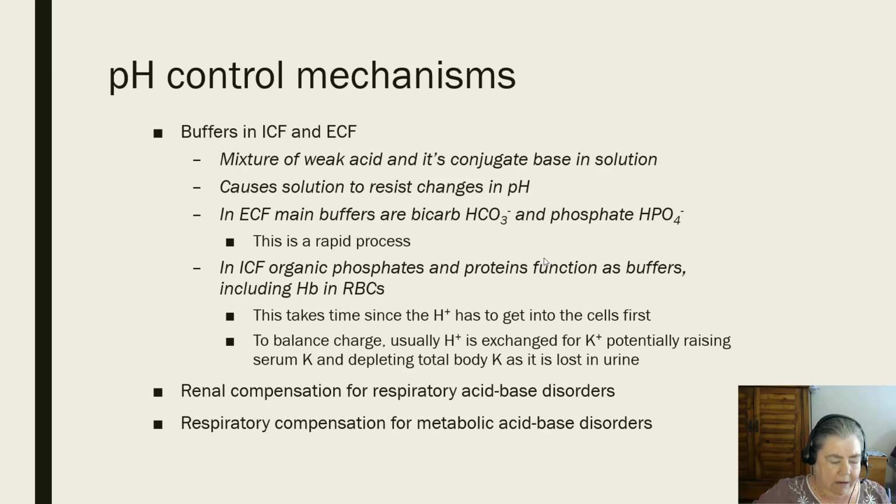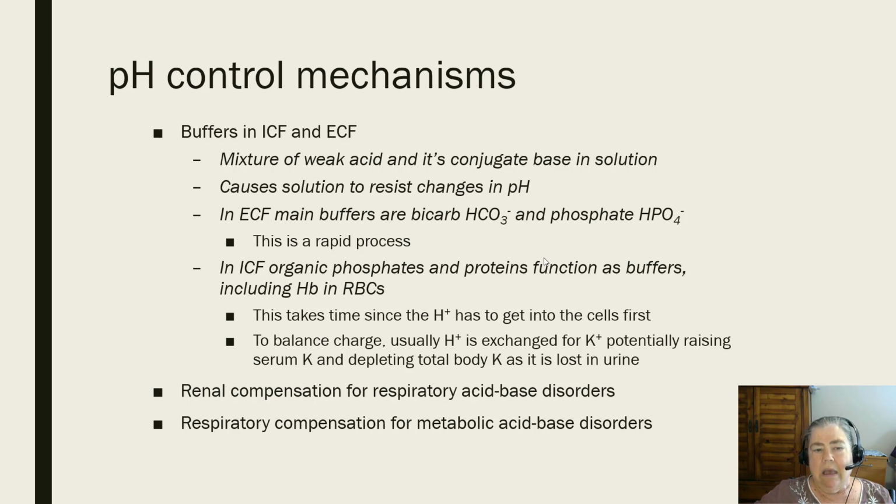There are mechanisms in cell membranes that allow the exchange of a hydrogen ion for a potassium ion. So if a hydrogen ion is driven into the cell, generally a potassium ion leaves because you can't keep adding positive charges. We have to balance charges. And that means that potassium that was intracellular ends up in the extracellular fluid and is lost in the urine, which depletes total body potassium.